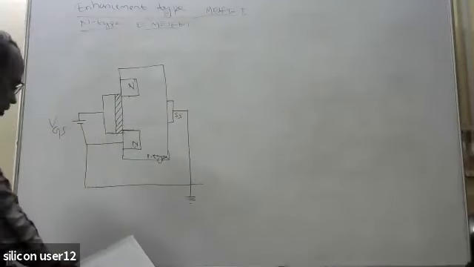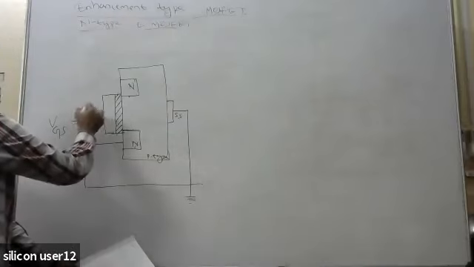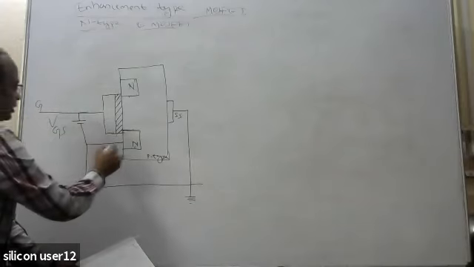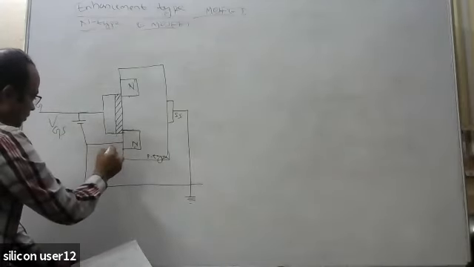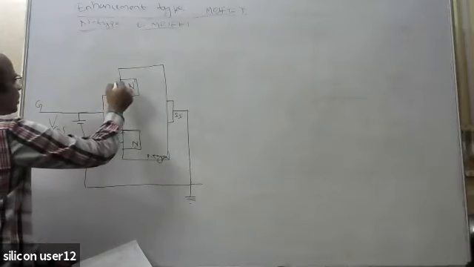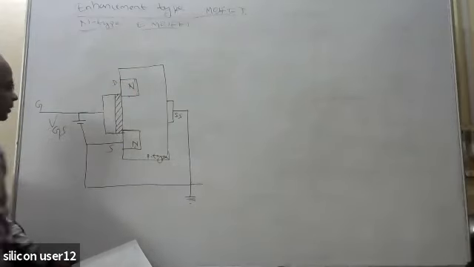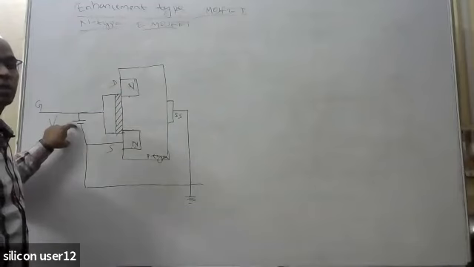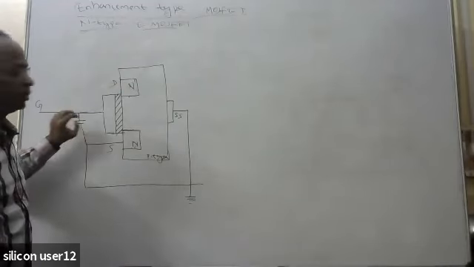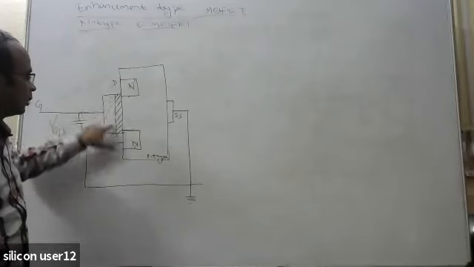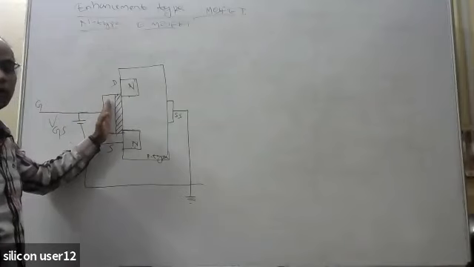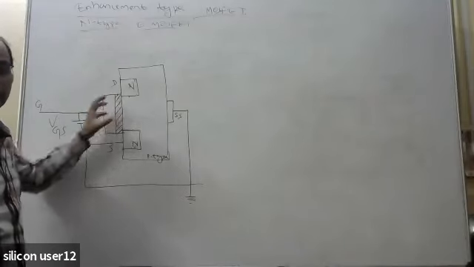Once I apply the positive voltage, name it as gate, this side is your source and this one is your drain, and this is your body or SS. Now once I apply a positive gate voltage, what will it do? Let us say it is 5 volt. Then this metal layer will be at a potential of 5 volt, so it will create an electric field or attract the electrons.